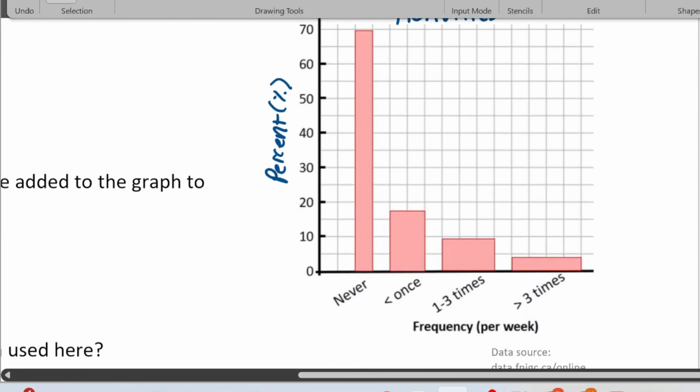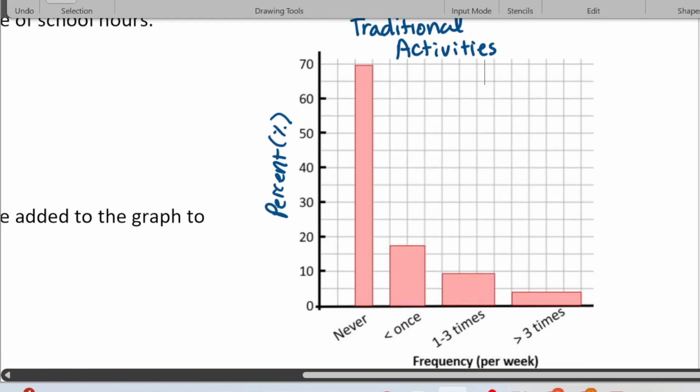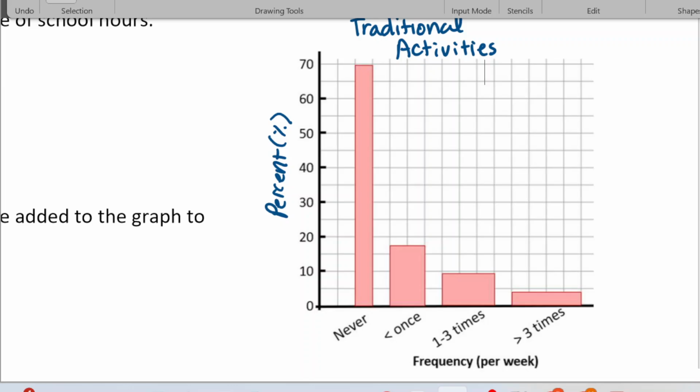Just have a look at it and see if you can predict what I'm going to say. So we have never, less than once, 1 to 3 times a week, and then greater than 3 times. Now the problem with this bar graph is that the bars are different widths. So it makes it harder to compare. It makes it look like, even though a lot of students are never doing the traditional activities, because that bar is so thin and these bars are wider, maybe that bar is less important. It just makes it harder to compare.